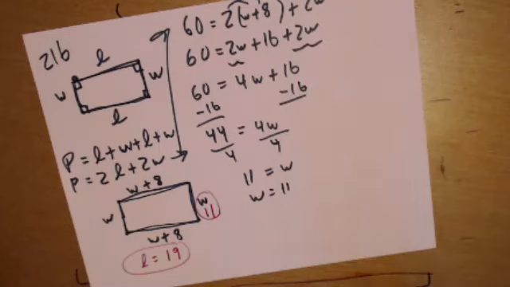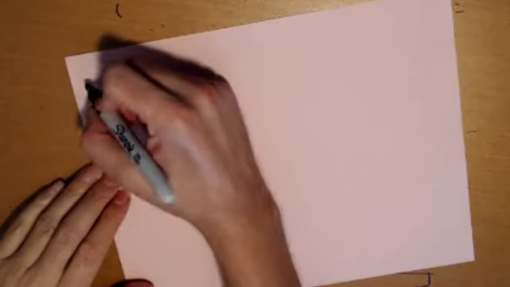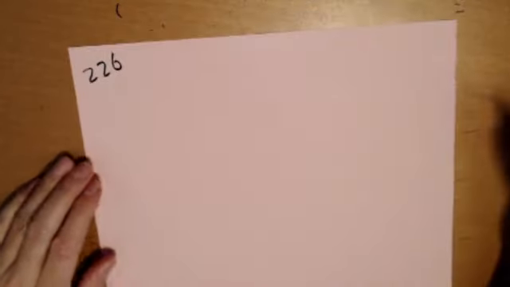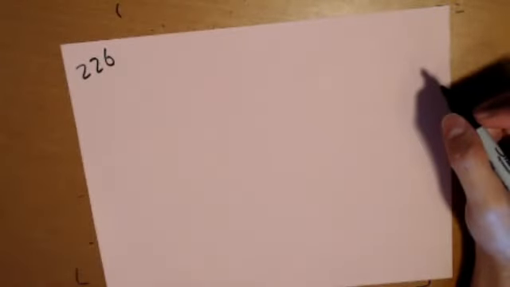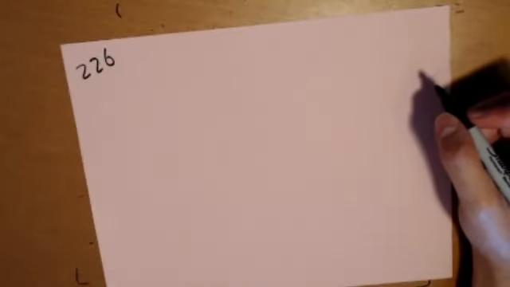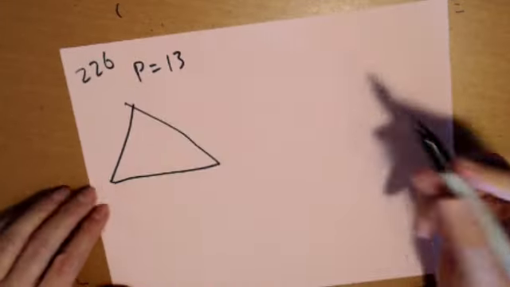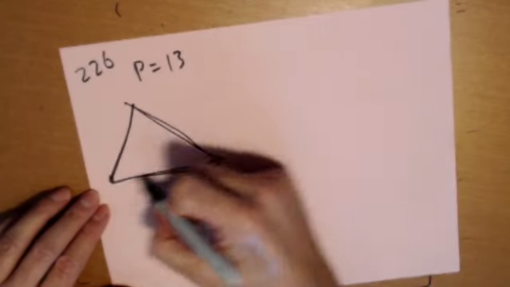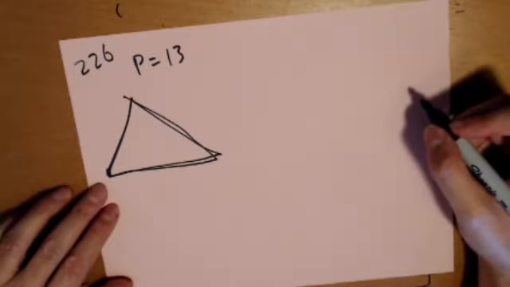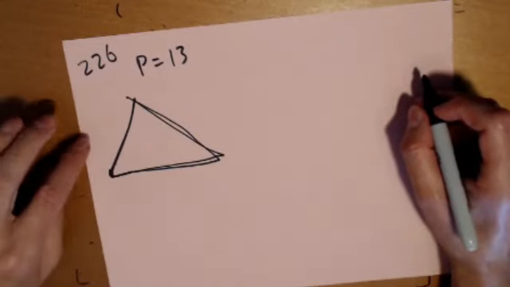Perimeter. Okay, let's try 226, and then I think we'll be good. Need a new piece of paper for that. 226. One side of a triangle is 3 times the smaller side. The third side is 3 feet more than the shorter side. The perimeter is 13. Find the lengths of all 3 sides. So if you have a triangle, the perimeter is just walking around it. So if I add up this side, and that side, it needs to add up to 13. Okay. They want us to find the length of all 3 sides.